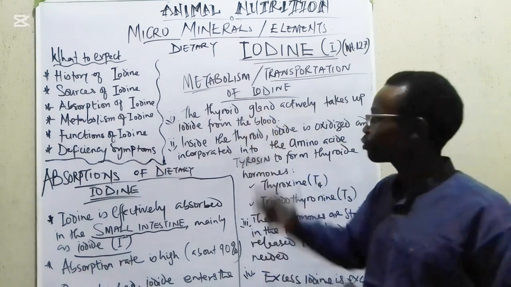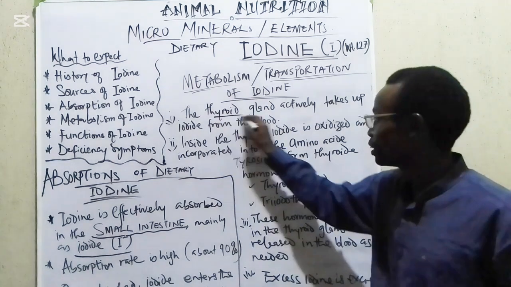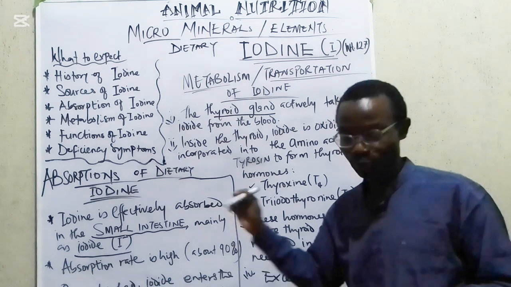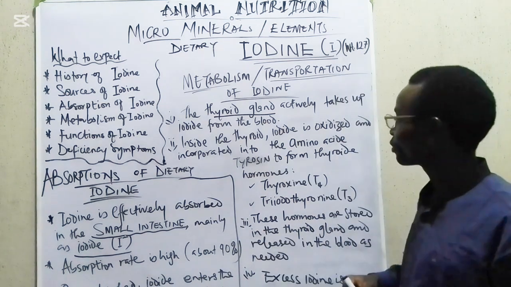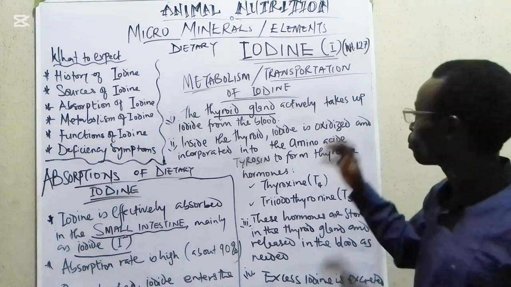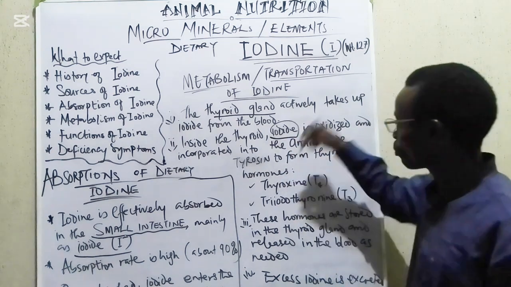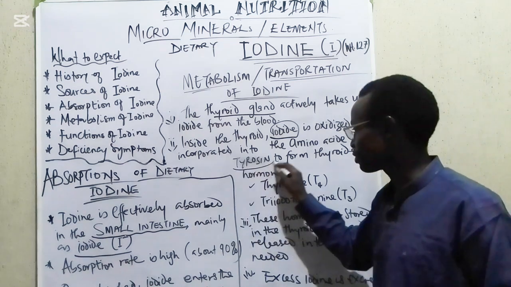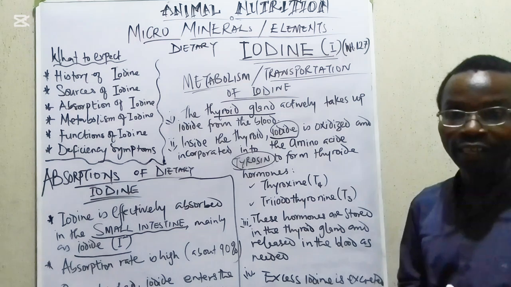So in the bloodstream, the thyroid gland actively takes up the iodine from here. And what happens inside the thyroid gland? There is the incorporation of this iodide. This iodide is incorporated into a certain amino acid, and that amino acid is tyrosine. Tyrosine is an amino acid, a non-essential amino acid.